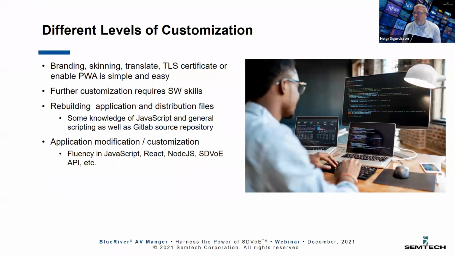So like we have covered here, there are different levels of customization that can be done with the blueriver manager. It's the branding, skinning, translating to another language, adding a security certificate, or enabling a PWA, enabling the application to run as a progressive web app. This is all very simple, easy to do. This is about just opening up the README file, reading the instructions, and doing. So everybody can do this.